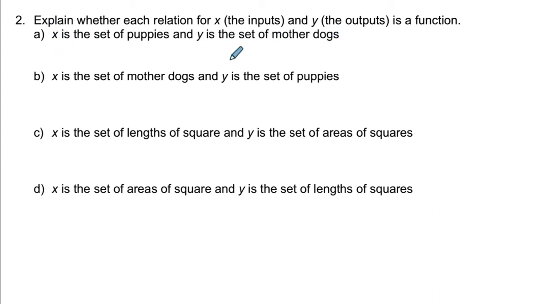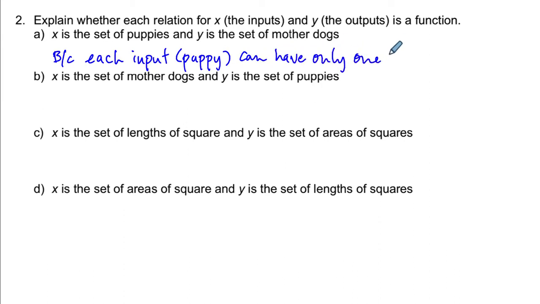In part A, we have the input x is the set of puppies, and y, the output, is the set of mother dogs. Each puppy can have only one mother dog, and therefore we have a function because each input can map to or be related to only one output.